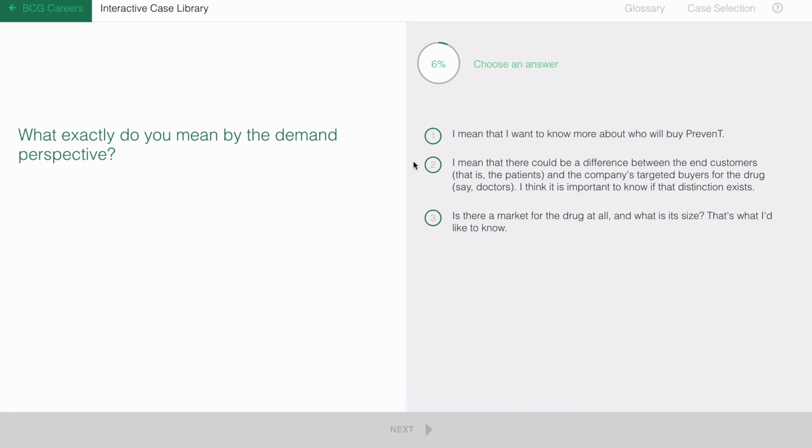Answer choice 2 here I'm leaning towards because it's a bit more specific than 1. Answer choice 1 just asks to know more about who will buy Prevent T, while answer choice 2 makes the distinction between the end customer patients and the doctors as two different segments that may purchase the drug. So let's go with 2.